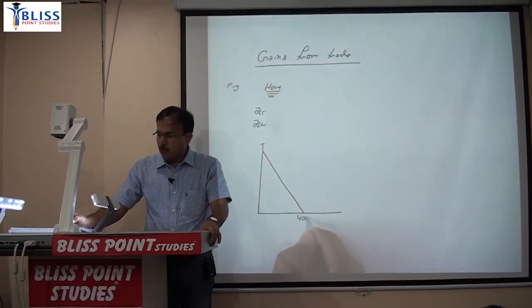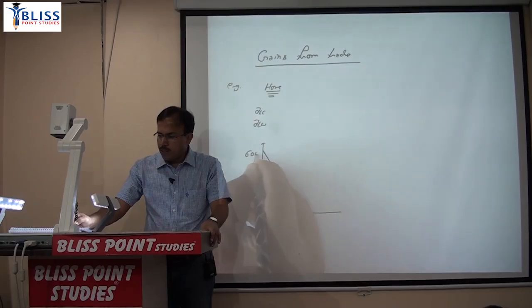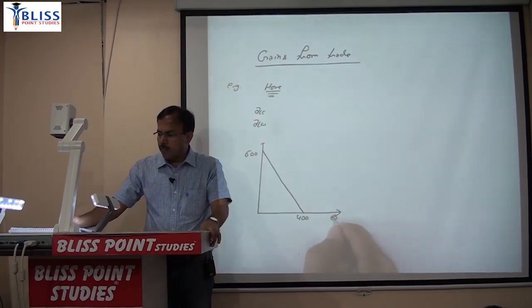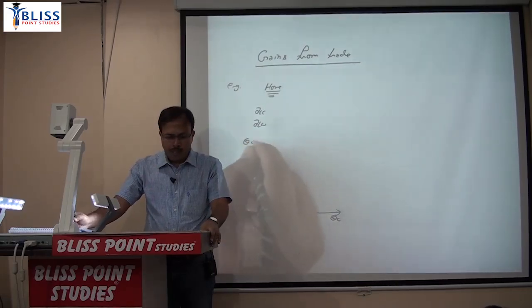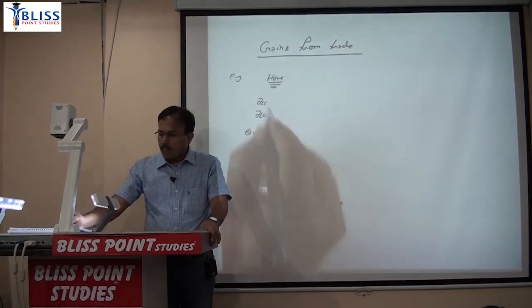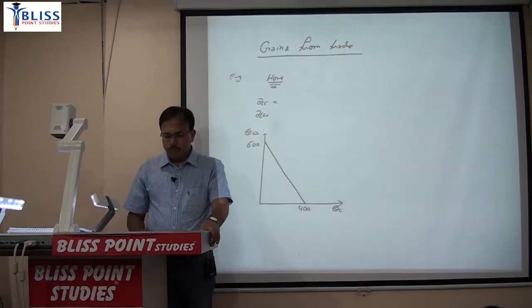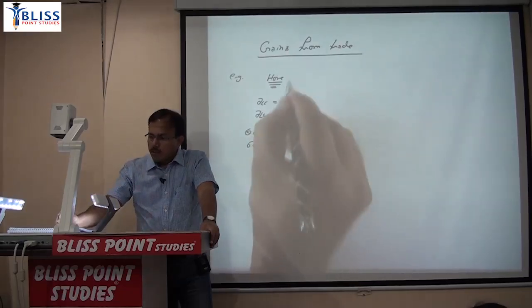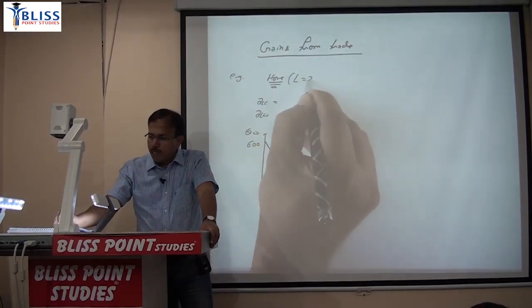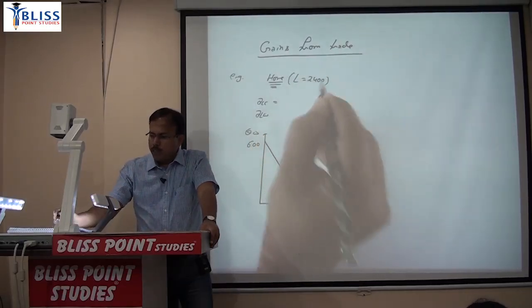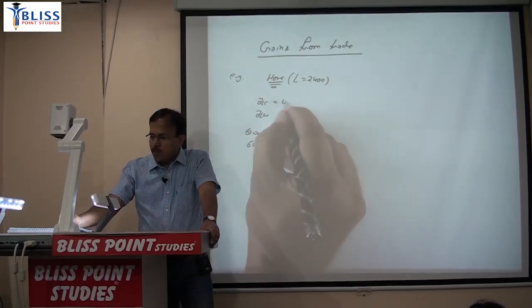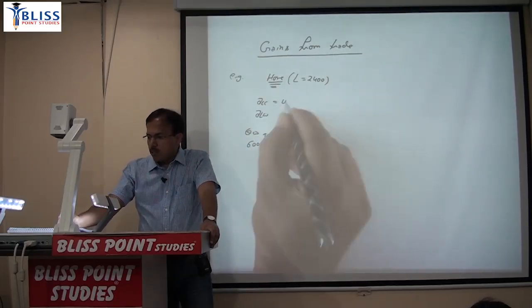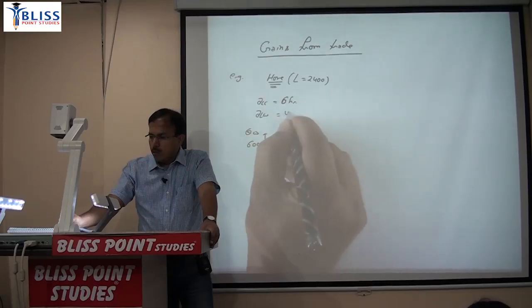Suppose these numbers are 400 and 600. This is quantity of cheese, quantity of wine. Suppose home country was having labor resource of 2400 and this value was 6 and 4.